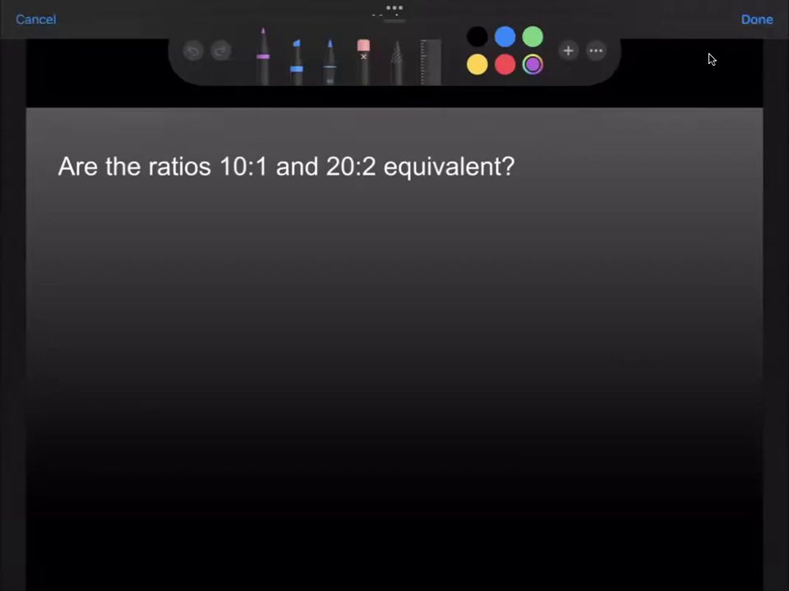Because as you know, ratios can be written with a colon in between, just like this. They can be written with the word to, T-O, in between, or they can be written as fractions, even though they're still ratios. So I could rewrite 10 to 1 as a fraction, 10 over 1, like this. I could also rewrite 20 to 2 as 20 over 2. When they're in their fraction form, it's a little bit easier to go back to our fraction equivalency rules and try to use those to figure out.